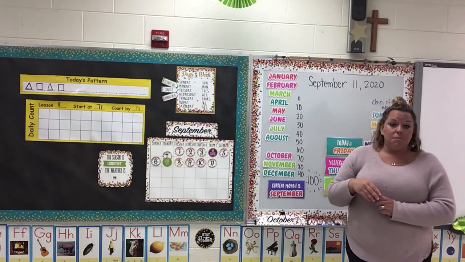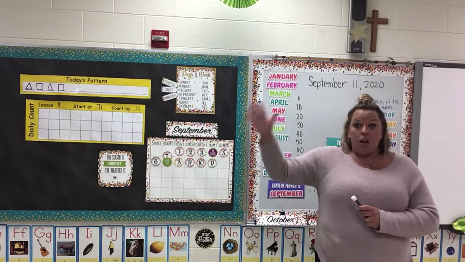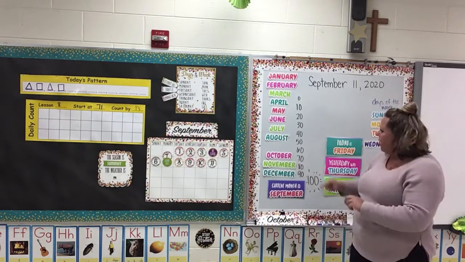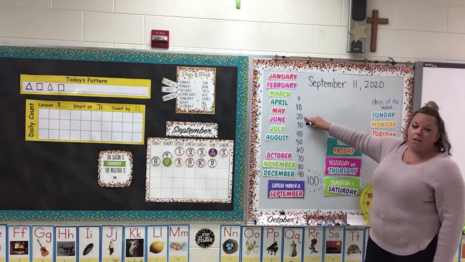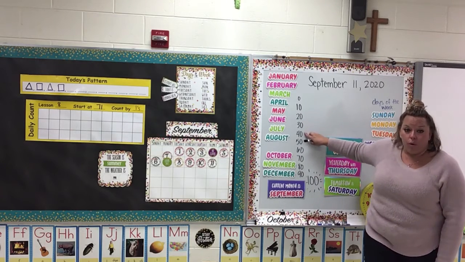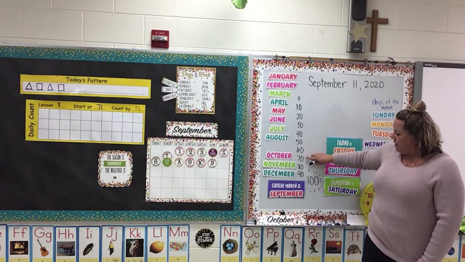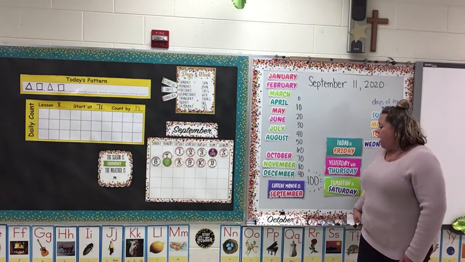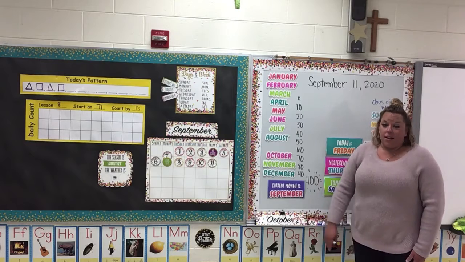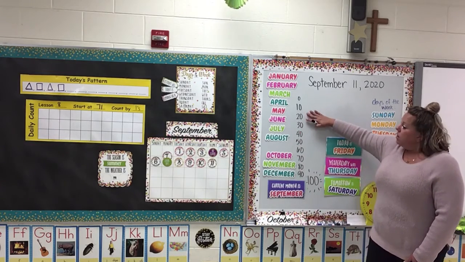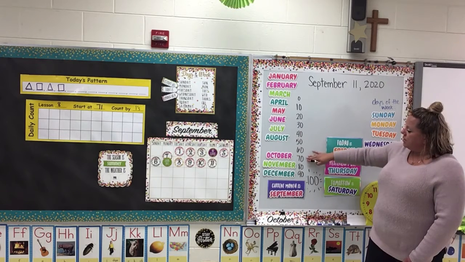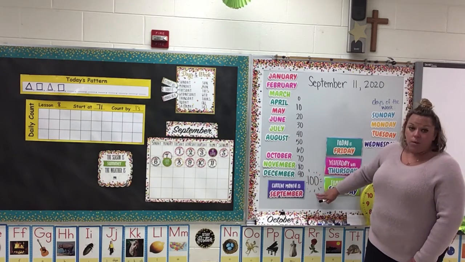Now, while we're over here, let's go ahead and do a little bit of counting. Today we're still counting by tens. We're going to start with 0 and go to 100. Then we're going to start at 100 and count backwards to 0. So here we go. 0, 10, 20, 30, 40, 50, 60, 70, 80, 90, 100. Let's go ahead and count that again starting at 0. 0, 10, 20, 30, 40, 50, 60, 70, 80, 90, 100.